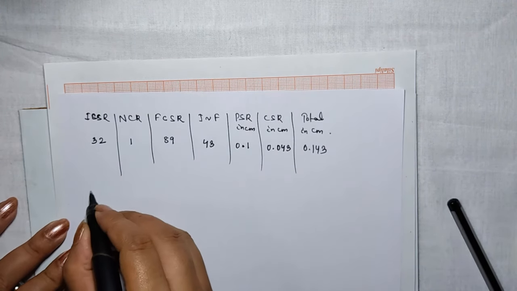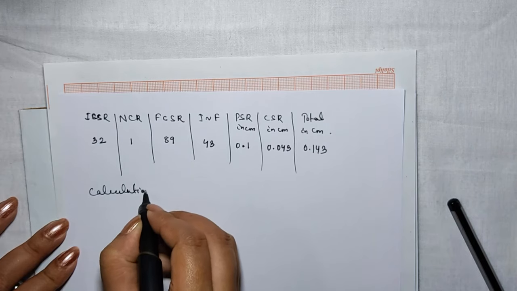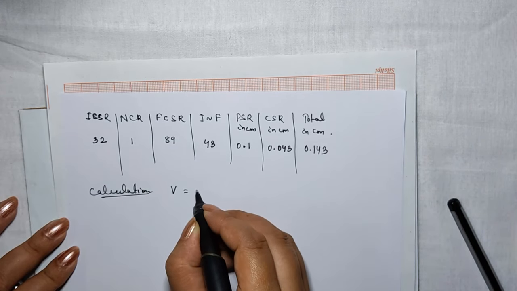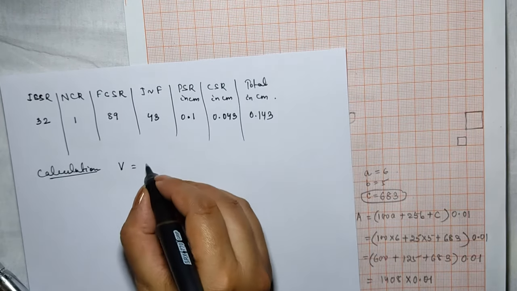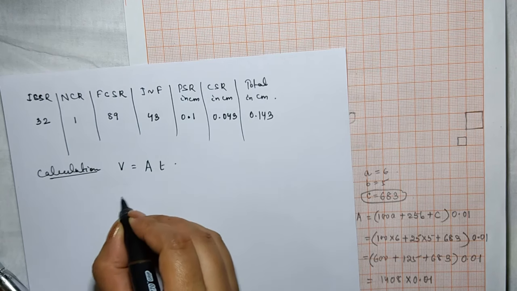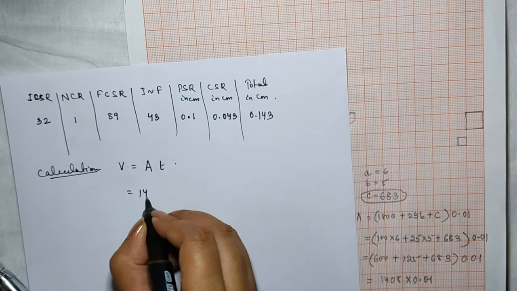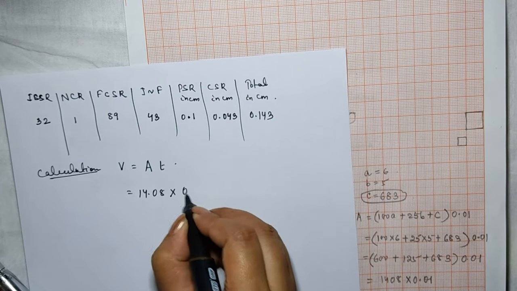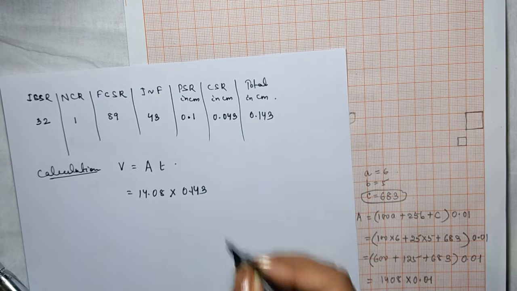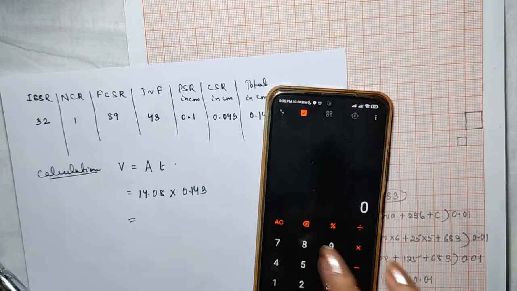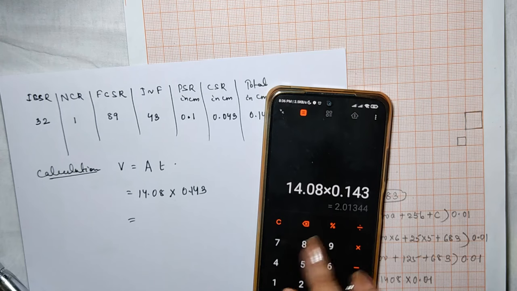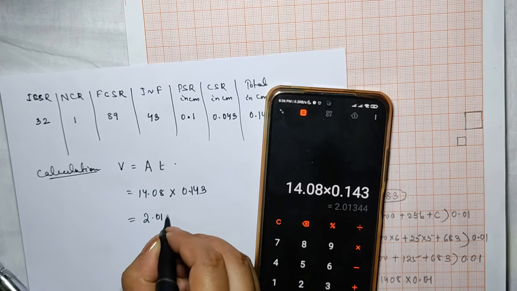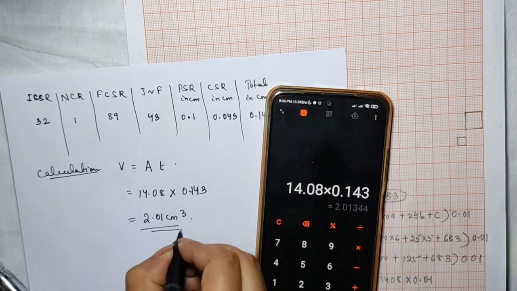So in the calculation, you will calculate the volume, which is nothing but the area that we have calculated here, multiplied into thickness. So the volume is 14.08 multiplied into 0.143. Now you see, 2.01 centimeter cube. So this is the volume.